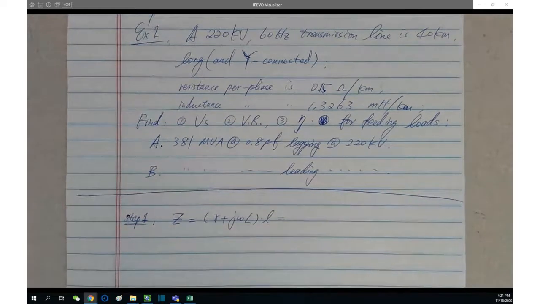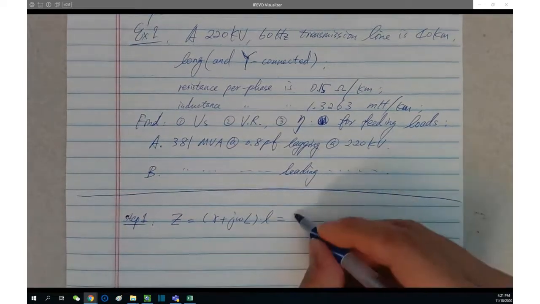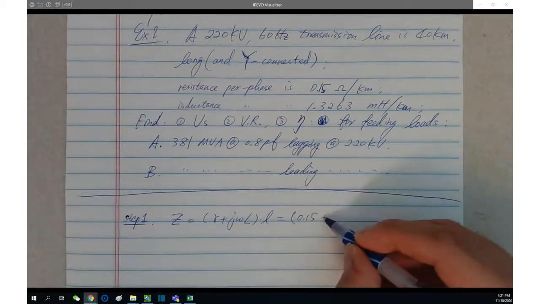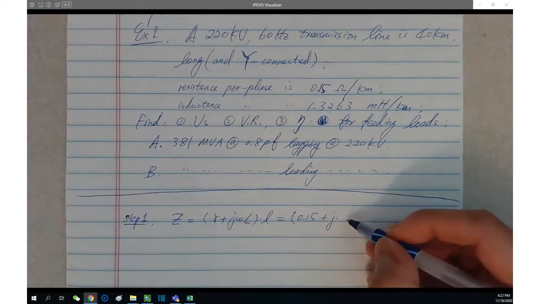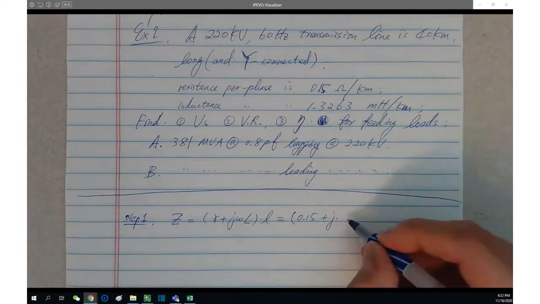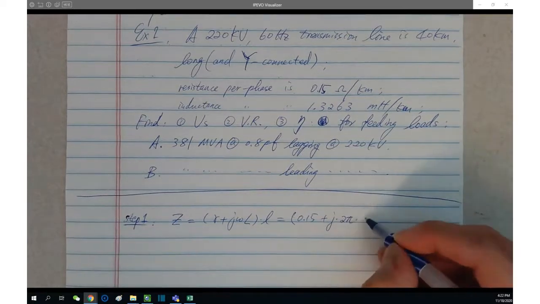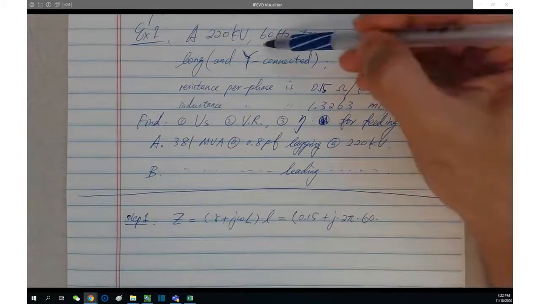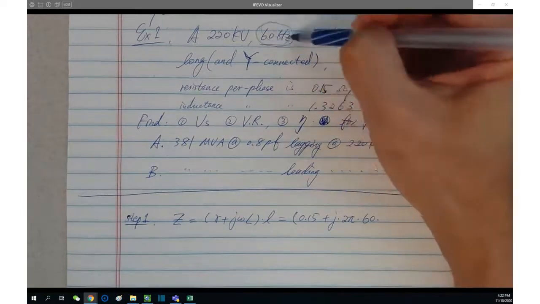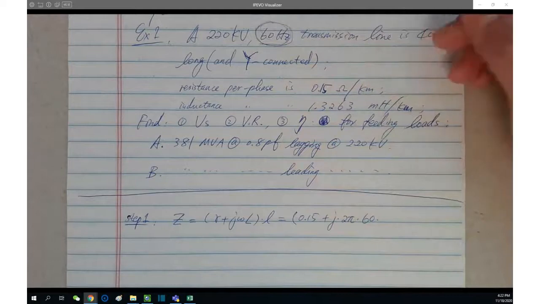According to the given, lowercase r is 0.15, plus j times omega. Omega equals what? Anyone knows? 120 pi. Very good. So 2 pi times f, which is given as 60 hertz. That's why it is 120 pi. The system frequency is given here. Be very careful, because it might be different.